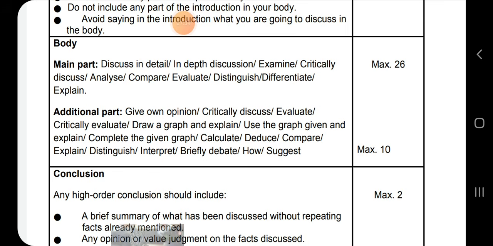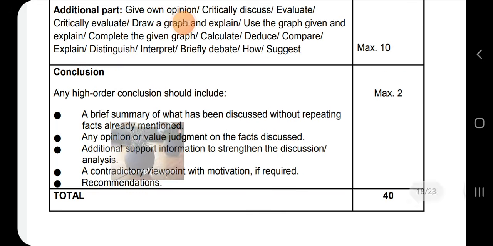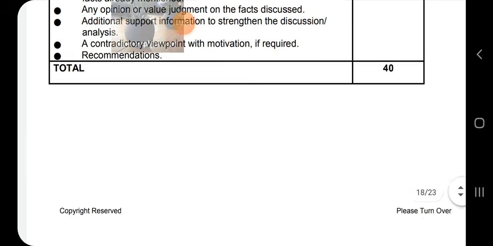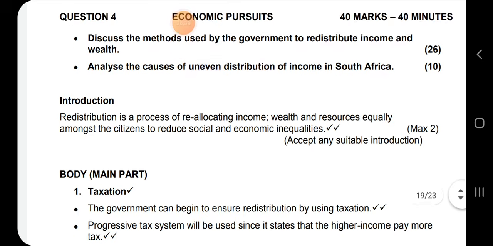And then the body has a main part, that is 26, and an additional part, that is 6. The conclusion is a higher order conclusion. Either you give a brief summary of what you've discussed, you can give your opinion as well, you can give additional support information, or you can give a contrary viewpoint with motivation, or you can just give a recommendation for improvement. How can government do more to redistribute income, in your conclusion, for 2 marks?